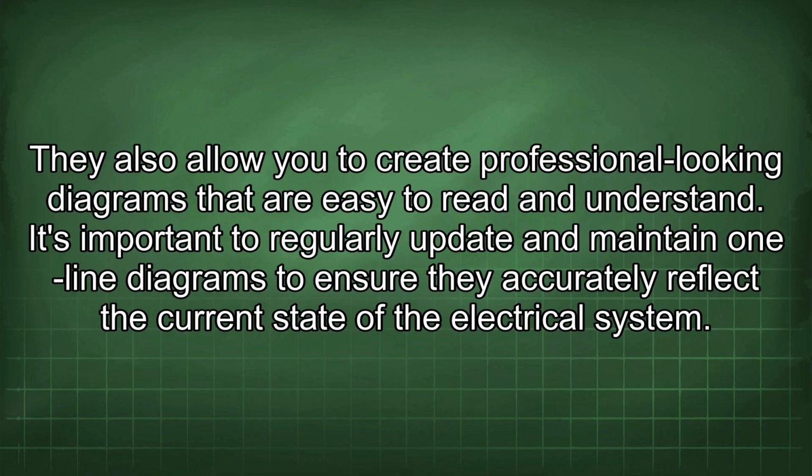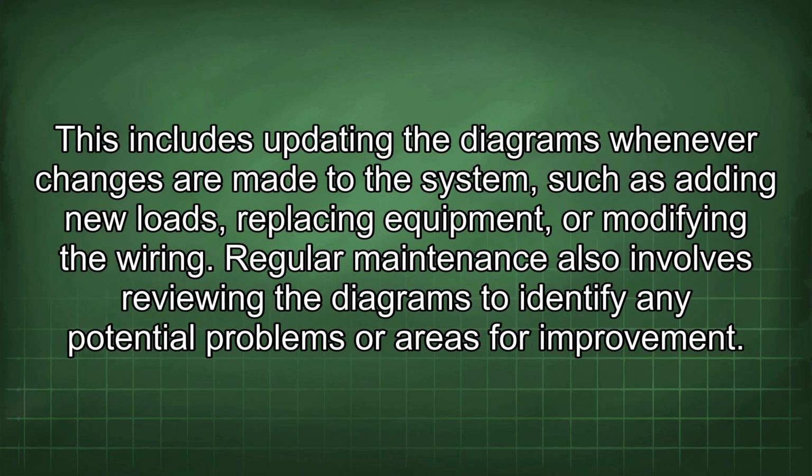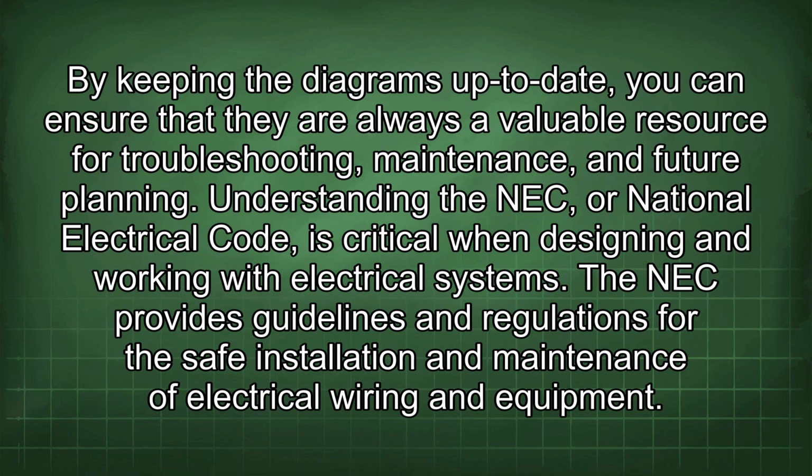It's important to regularly update and maintain one-line diagrams to ensure they accurately reflect the current state of the electrical system. This includes updating the diagrams whenever changes are made to the system, such as adding new loads, replacing equipment, or modifying the wiring. Regular maintenance also involves reviewing the diagrams to identify any potential problems or areas for improvement. By keeping the diagrams up to date, you can ensure that they are always a valuable resource for troubleshooting, maintenance, and future planning.